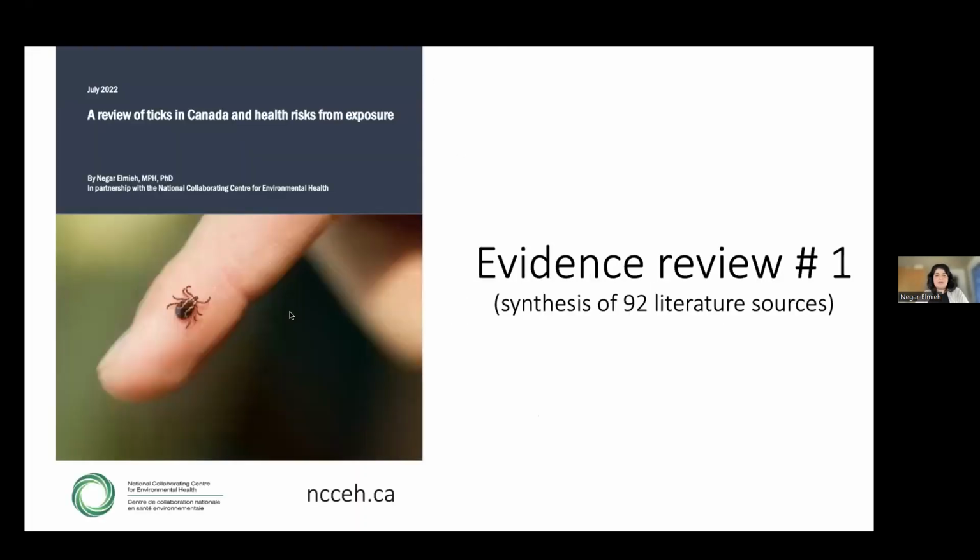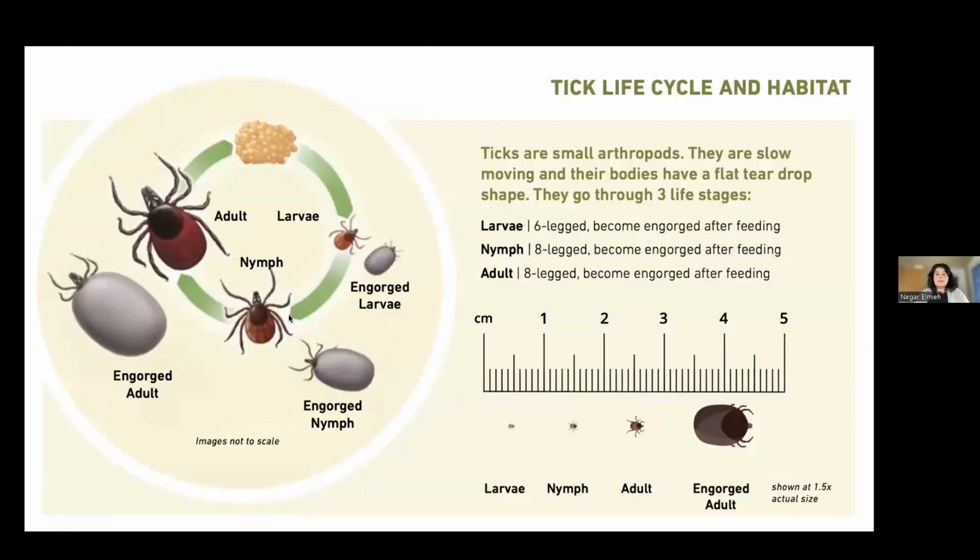So I'm just going to keep going and looking at the first evidence review. And this was a synthesis of 92 literature sources, mostly scholarly research, but also gray literature, primarily restricted to the years 2000 onwards. Having said that, though, we did include seminal pieces from earlier years and an emphasis on Canada where possible. And again, this is not perfect because a lot of the literature with regards to ticks and tick-borne pathogens is from the United States, but where possible, we did focus on Canada, and there is a growing body of literature here.